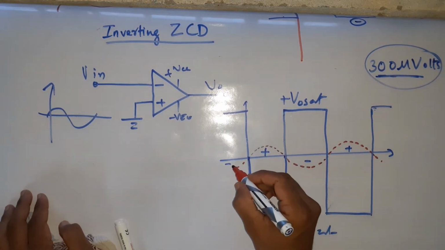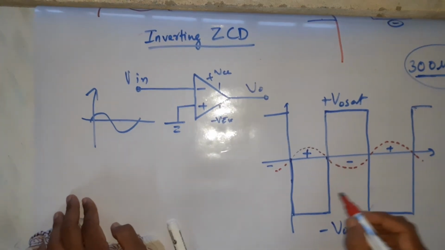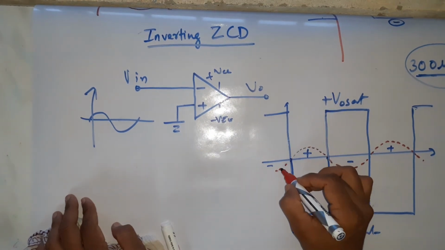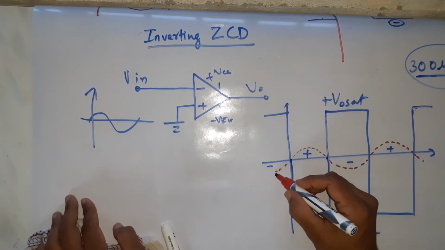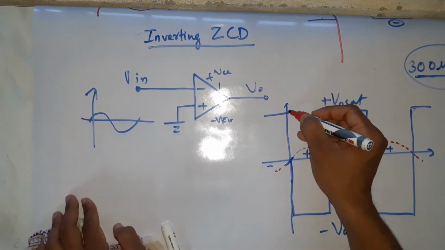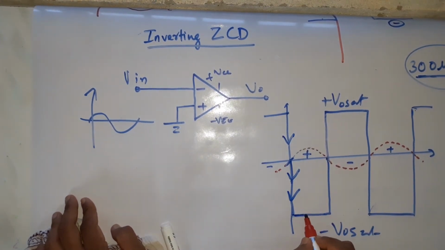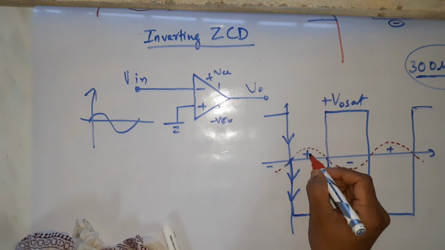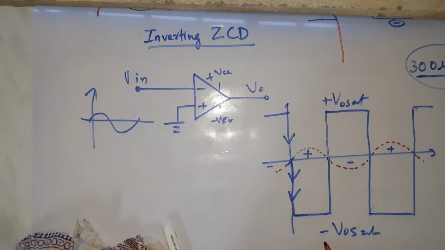So whenever input is negative, the output is going to be positive. When your input crosses 0 and changes from negative to positive half cycle, your output shifts from plus V naught sat and comes down and settles at minus V naught sat. Understood? Just see here, when your input is positive, you have a negative output, at minus V naught sat.